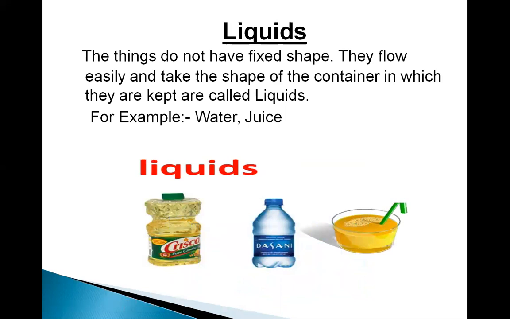Now liquids. Liquids do not have a fixed shape. They flow easily and take the shape of the container in which they are kept or poured. They are called liquids. For example, water, juice, milk, these are common examples of liquid. Now, what makes them liquid?